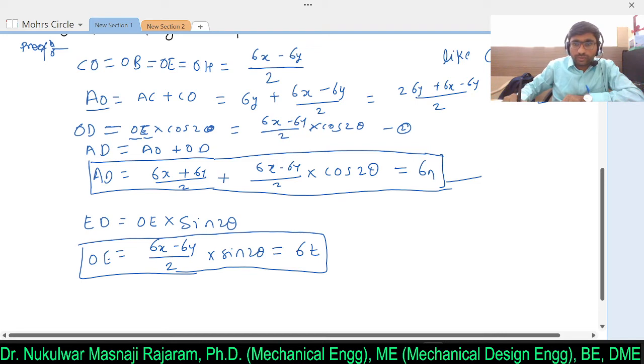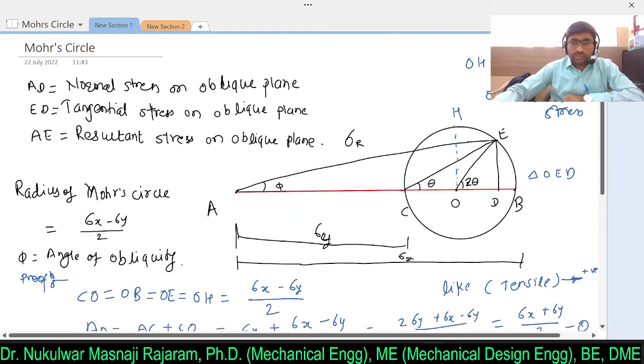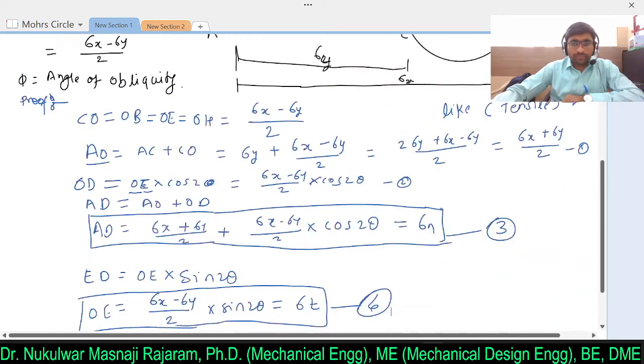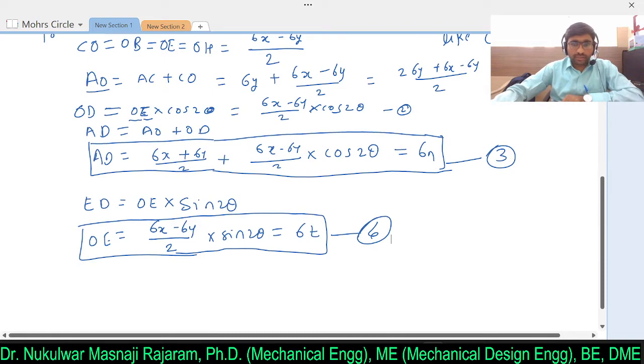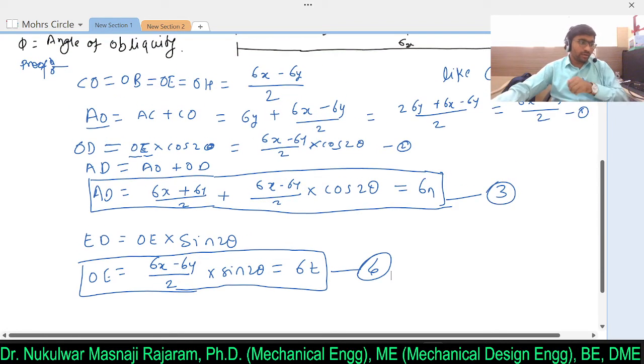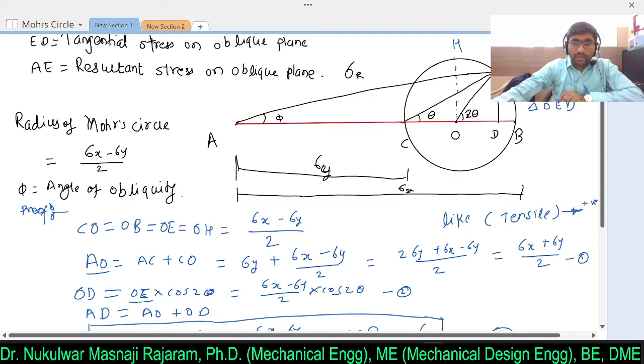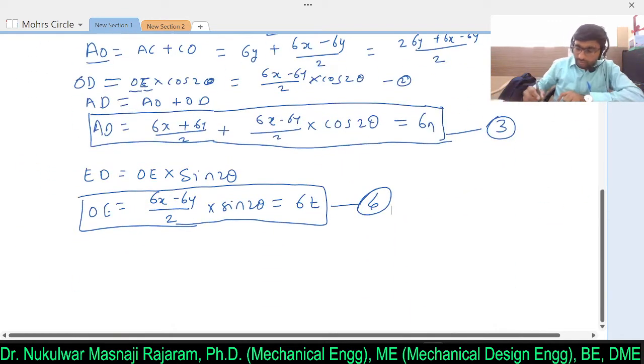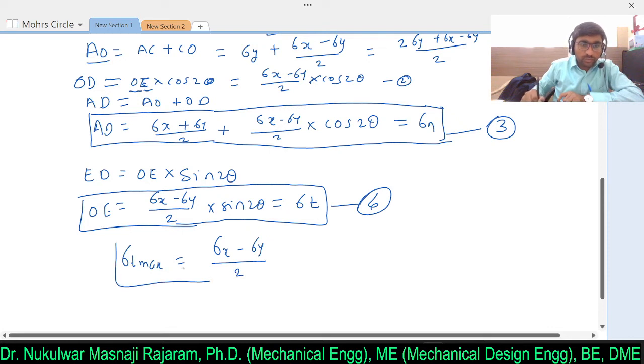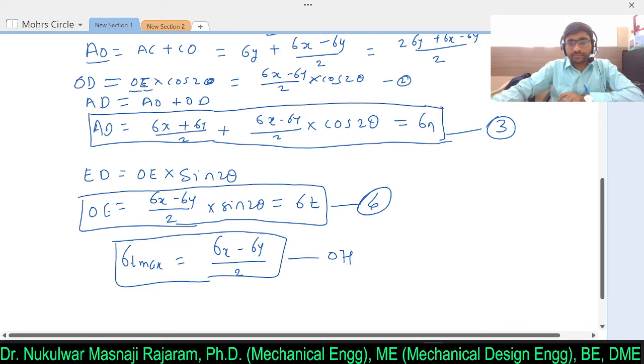So from equations 3 and 4, I can say that this graphical method is used to evaluate the tangential stress and normal stress acting on any body. Now if I ask you the maximum shear stress, that will be equal to sigma x minus sigma y divided by 2, and it is given by OH.